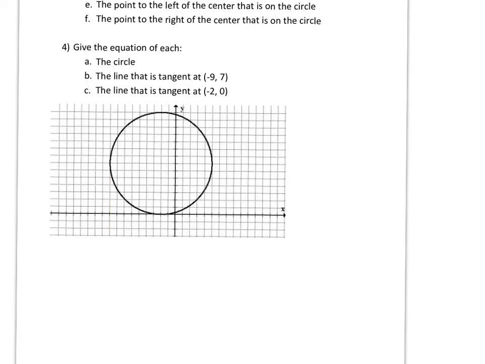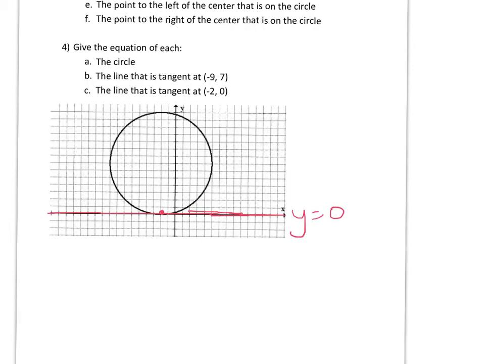Now for the line that is tangent at (-2, 0). (-2, 0) is right here. And the line that's tangent to that is actually the x-axis. The equation for the x-axis is y equals 0, because all of the outputs along the x-axis are 0.